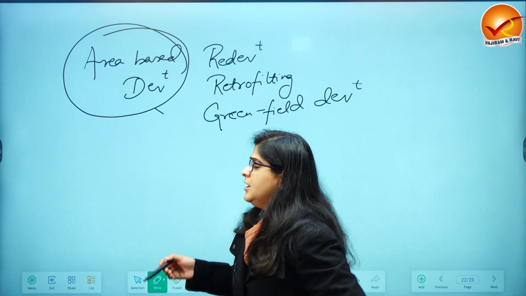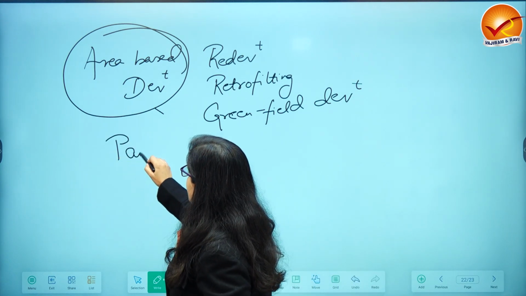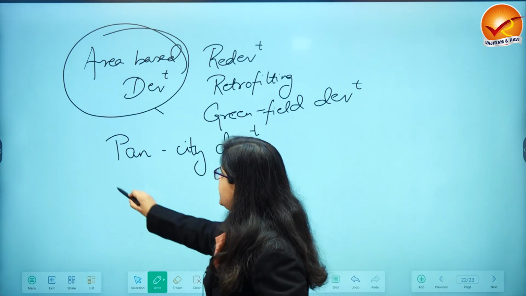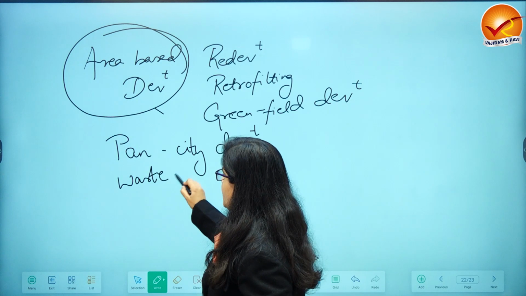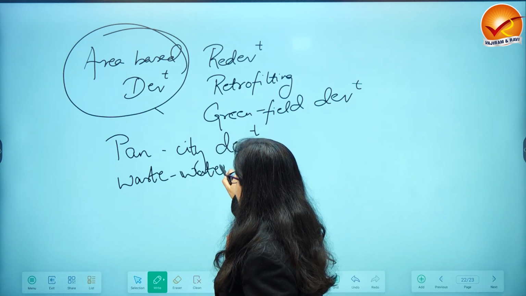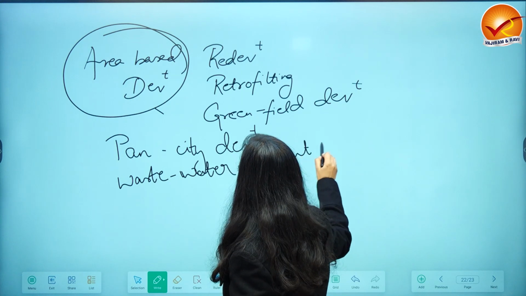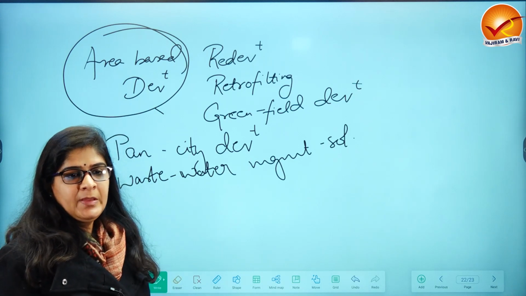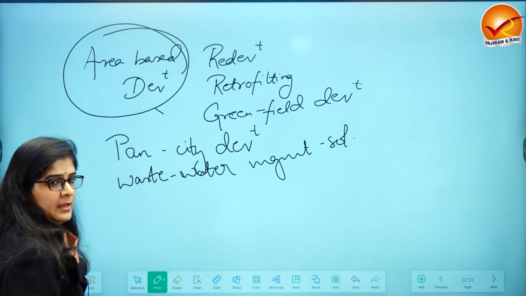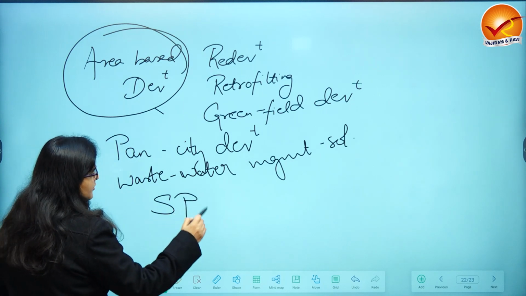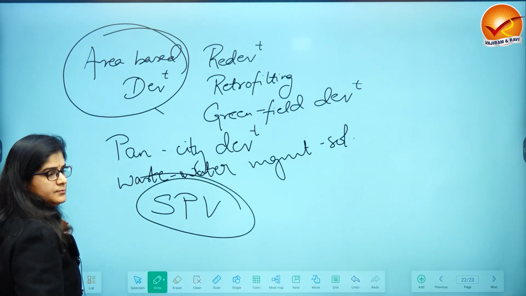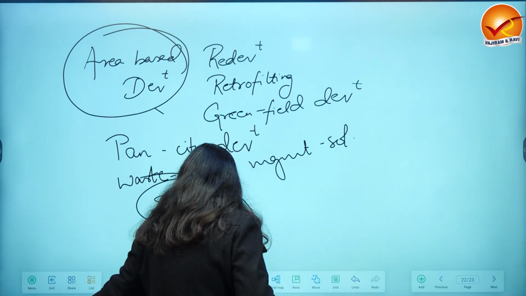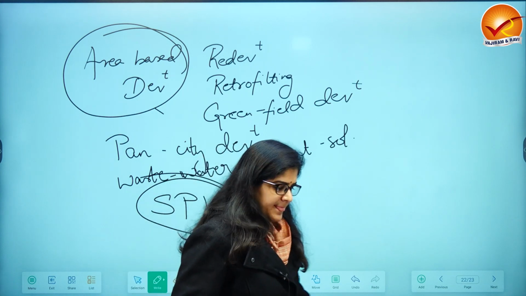And another approach under this is pan-city development. Pan-city development, like for the entire city, wastewater management solutions will be provided. That's pan-city development. And how is the funding coming in? The funding is coming in through a special purpose vehicle, created for funding of the Smart Cities program.